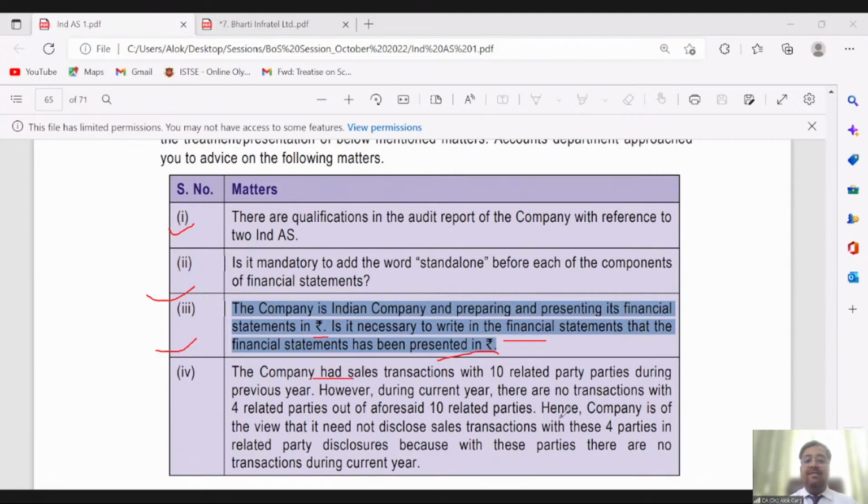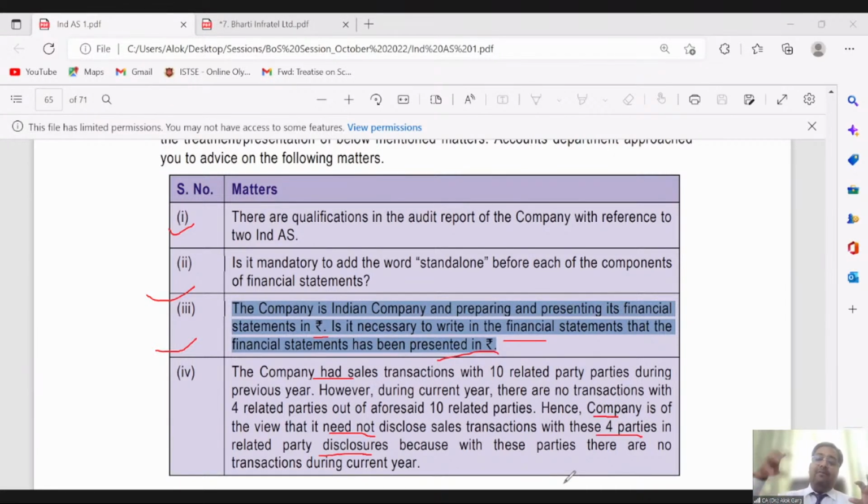The company had sales transactions with 10 related parties during the previous year. However, during the current year, there are no transactions with 4 of the 10 related parties. Hence, the company is of the view that it need not disclose sales transactions with these 4 parties in related party disclosures because there are no transactions during the current year. Wrong. At least 1 year comparative needs to be given in the financial statement.